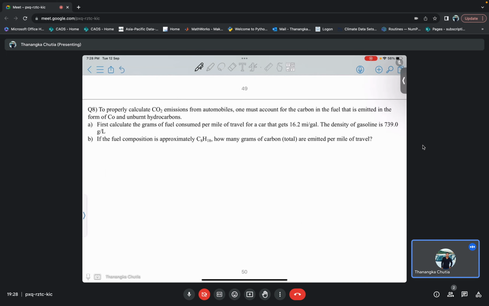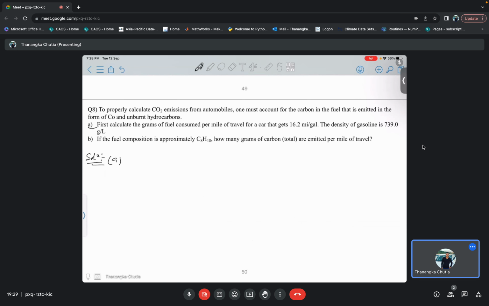So to properly calculate your carbon dioxide emissions from automobiles, one must account for the carbon in the fuel that is emitted in the form of carbon monoxide and unburned hydrocarbons. So first you have to calculate the grams of the fuel that is per mile of travel of a car that gets 16.2 miles per gallon. The density of gasoline is 739 grams per liter.